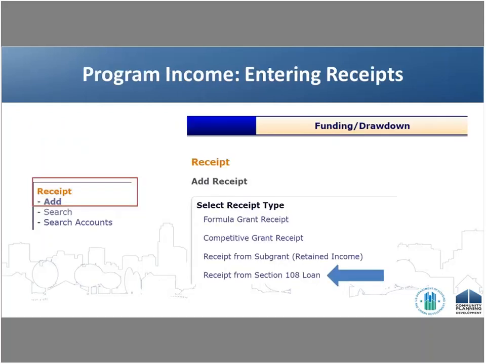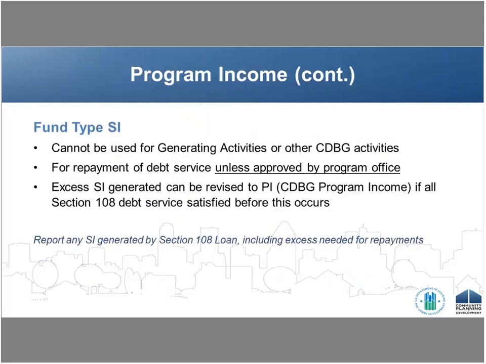To enter the receipt, you will go to the Funding and Drawdown tab, and then on the left-hand box, you will see your Receipt tab, and you will click Add the Receipt. When you do that, it will bring you to the Add Receipt box, and you'll have 4 different options. You will do the Receipt from Section 108 Loan option, and that will then allow you to include the activity ID and the amount and the date of receipt. So once that's done, that will be receipted and it will now be available for use.